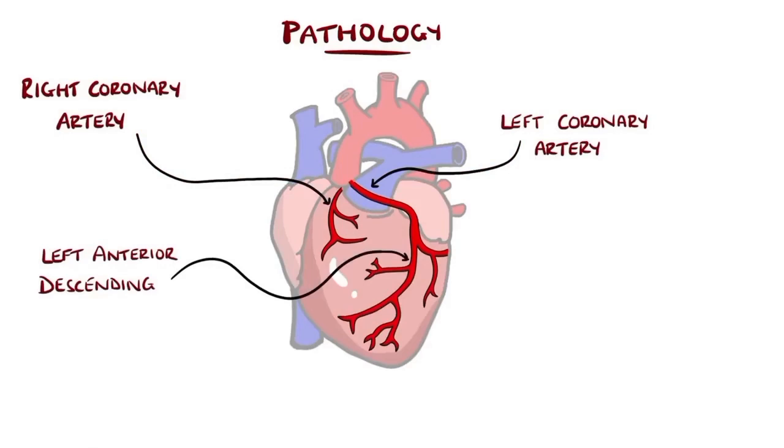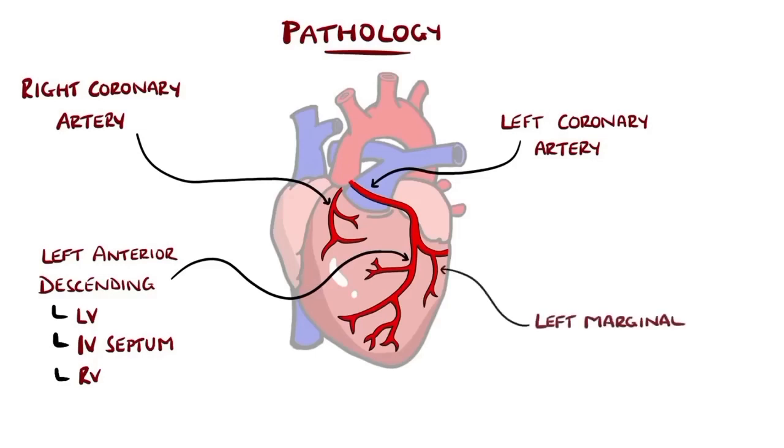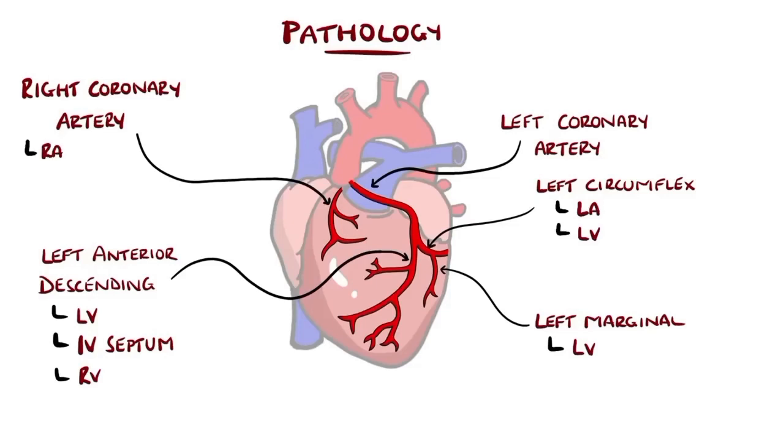The left coronary artery divides into the left anterior descending artery, which supplies the left ventricle and interventricular septum, as well as some of the right ventricle. Then there is the left marginal artery that supplies the left ventricle, and the circumflex artery that supplies the left atrium and part of the left ventricle. The right coronary artery supplies the right atrium, including the SA and AV nodes, and the right ventricle.